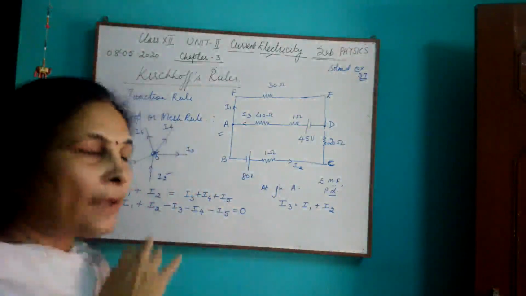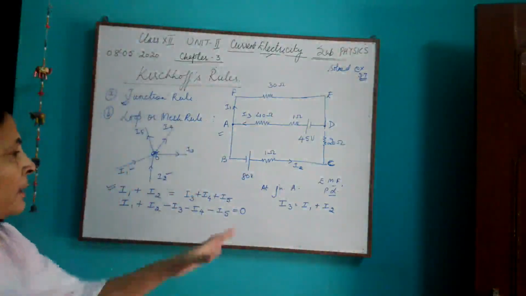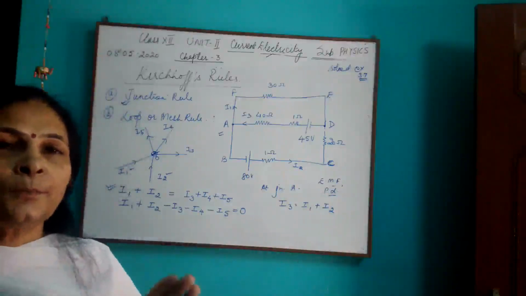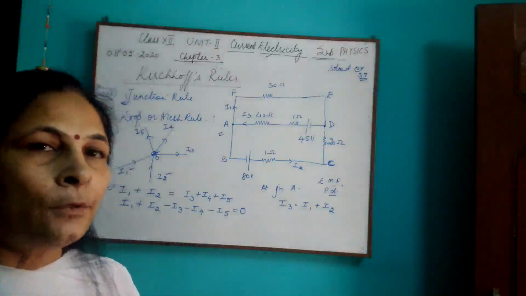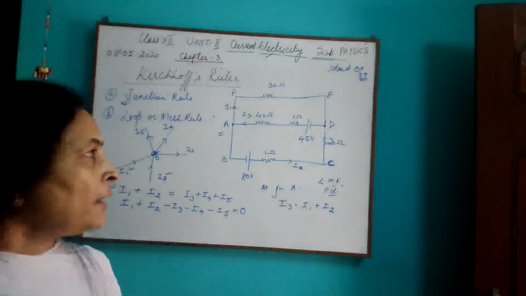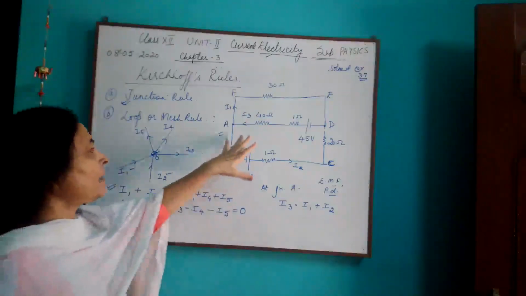Now I will again go back to the circuit. I think you might have understood the junction rule. See, whenever this type of problem is given to you, the very first thing is that you have to draw the direction of currents.